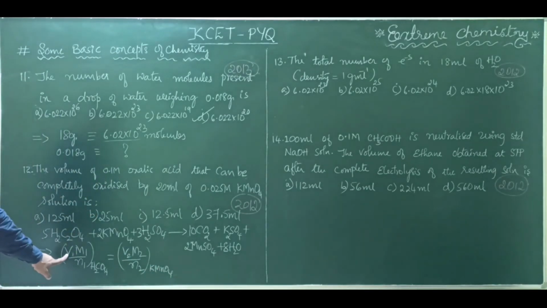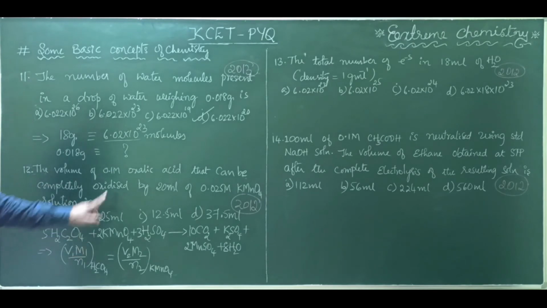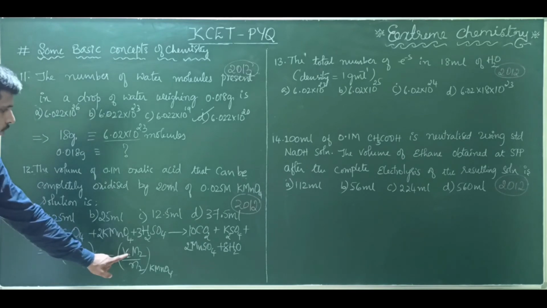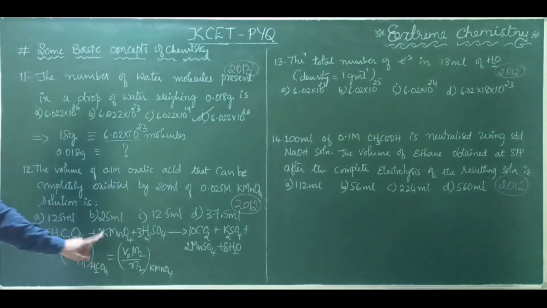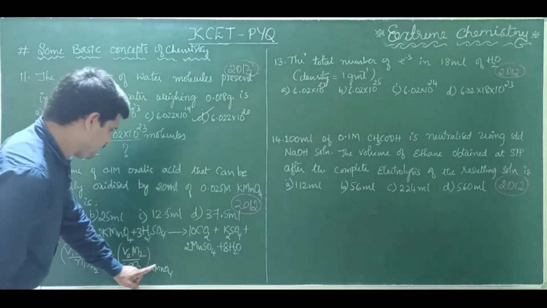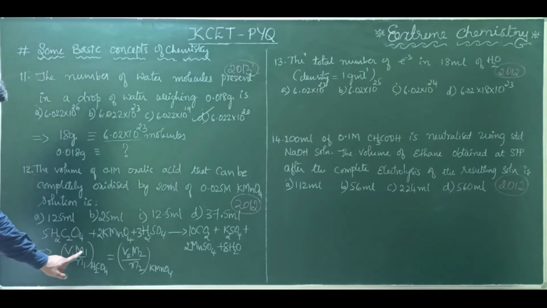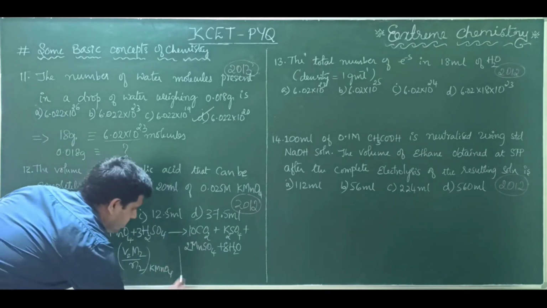Why? V1 is to be found out, M1 is 0.1, and N1 for oxalic acid is 5. So here it is 0.1 by 5, and here V2 is 20 ml, M2 is 0.025, and N2 for KMnO4 is 2. If you calculate it immediately, your answer will be ready. So hope you will do it. Let V1 itself remain, because that's what we have to find out. M1 you write as 0.1.